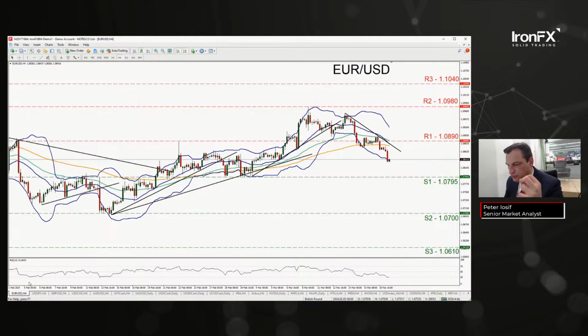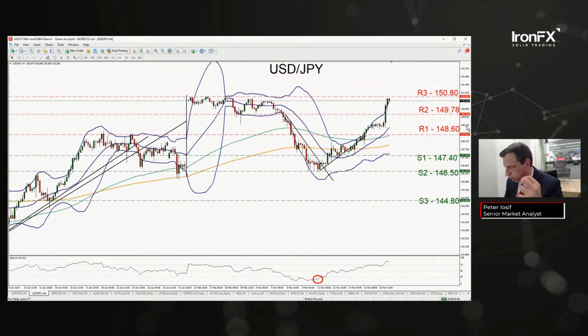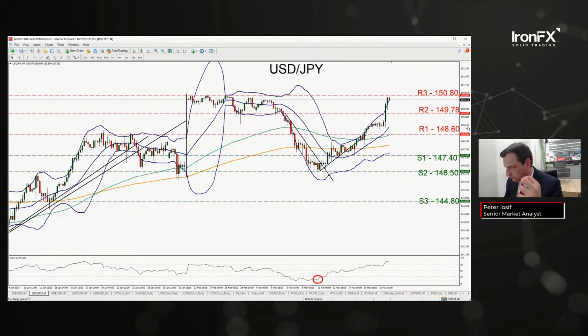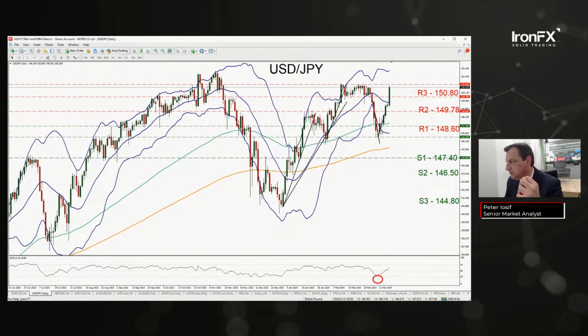Okay, let's have a look at USDJPY. Now USDJPY, this is the 4-hour chart. Allow me to switch to the daily chart. That would make the whole situation more obvious. We have a clear upward movement. That cannot be disputed.